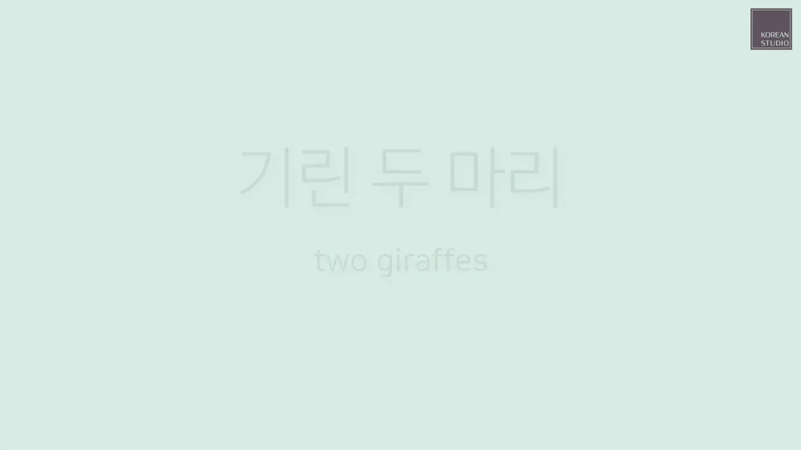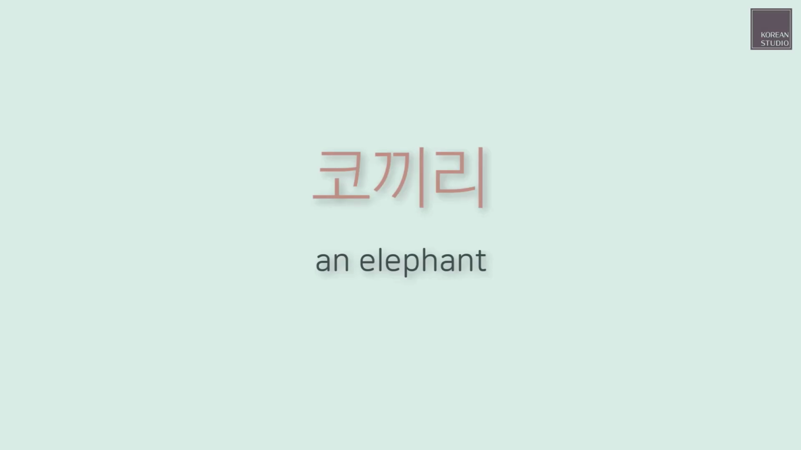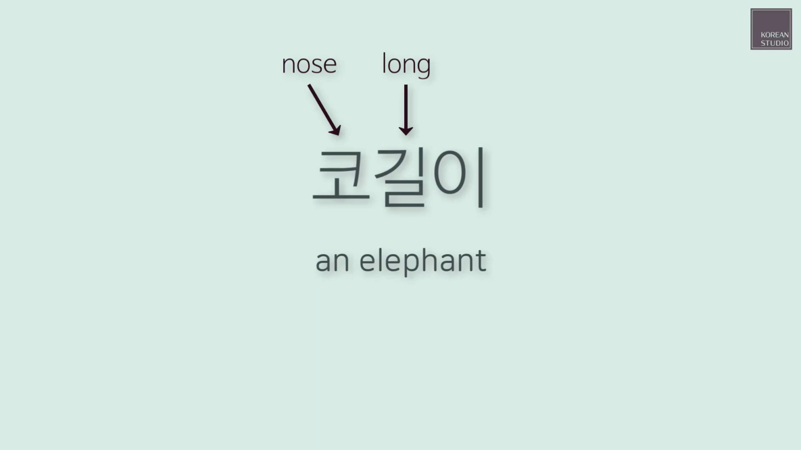Great, well done. The next animal word is an elephant, and this is 코끼리. The first syllable 코 means the nose, and 끼리 was originally written as 길이 a long time ago. And 길 means long, and 이, as we learned earlier in the lesson, refers to an animal. But over time, this 길이 became 끼리. So this name, 코끼리, means an animal with a long nose. Pretty accurate name for an elephant.